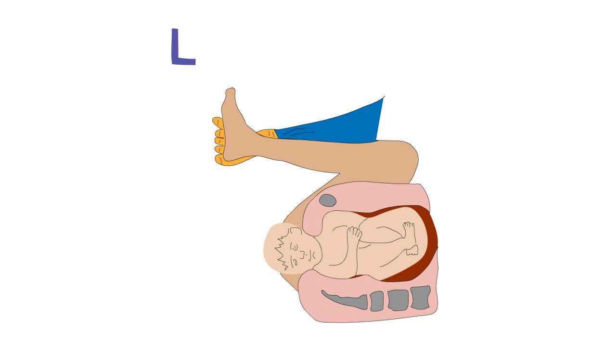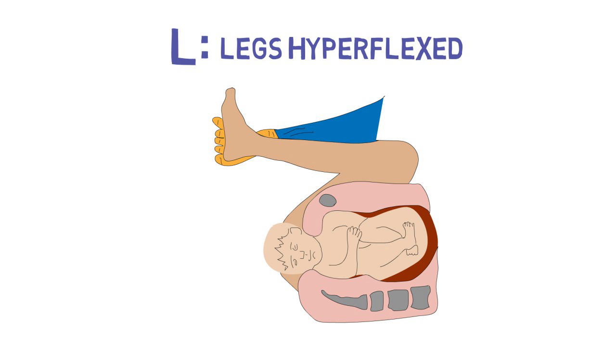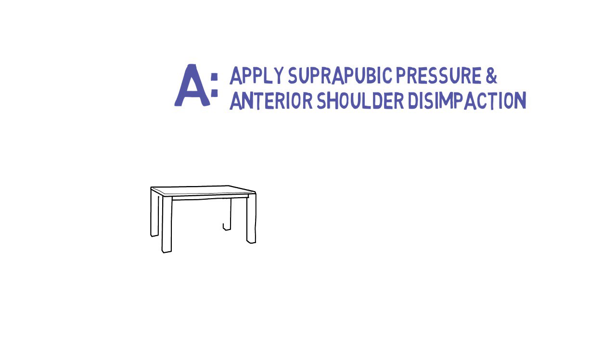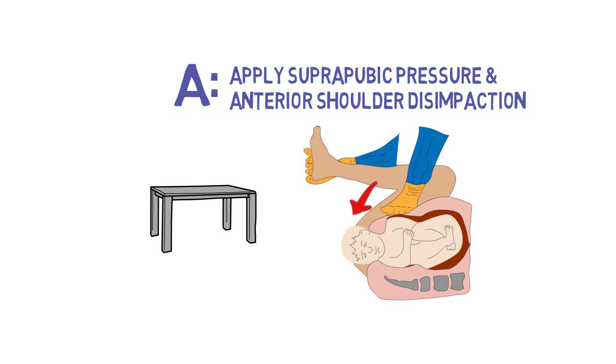What's next? You and one of the nurses start to hyperflex the patient's leg for the McRoberts maneuver. L for legs is complete. Unfortunately, the shoulder dystocia persists. What's next? Apply suprapubic pressure and anterior shoulder disimpaction. A nurse you are working with steps on a stool and shows you how to properly apply suprapubic pressure, downwards and laterally towards the baby's head.